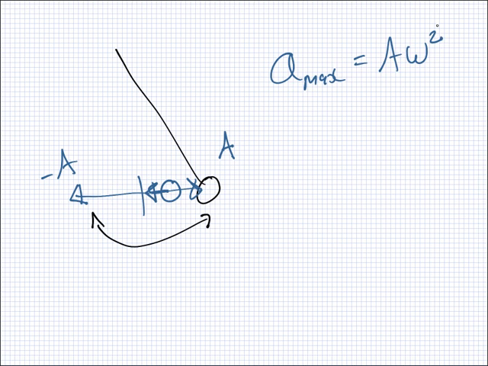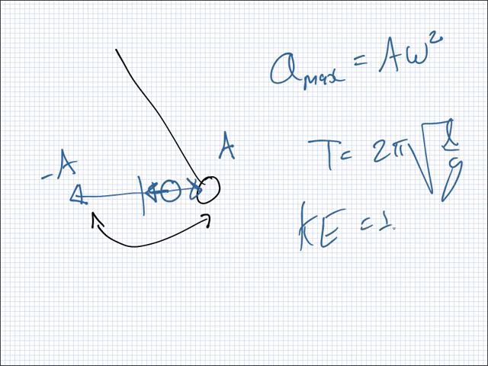It's just that I'm giving you one extra formula. You now have this formula, an extra formula for this. Do you understand? But all the other formulas you can still use. Like you can still use kinetic energy is a half mv squared. You can still use all those.